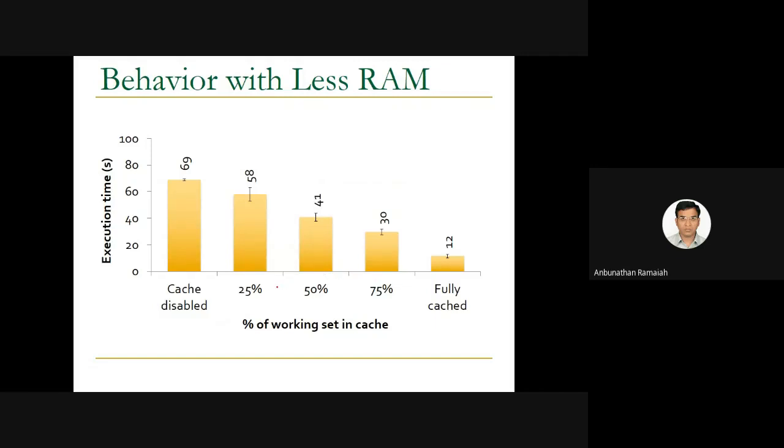Behavior with less RAM. The execution time you see is 100 seconds. Cache disabled means 69 seconds it takes, whereas fully cached is only 12 seconds. So that is the advantage of RDD.